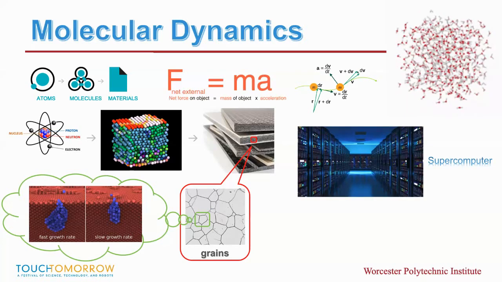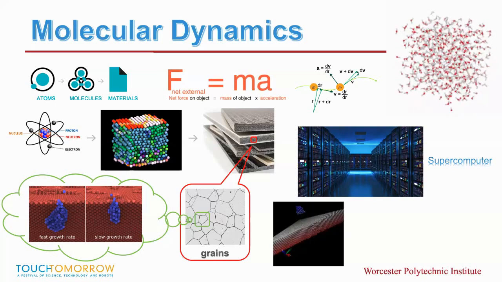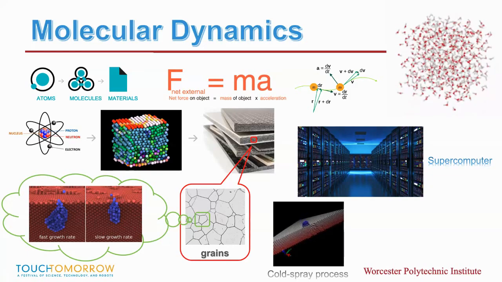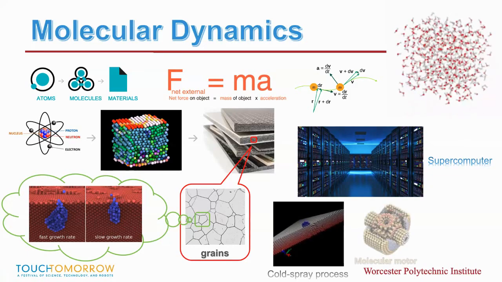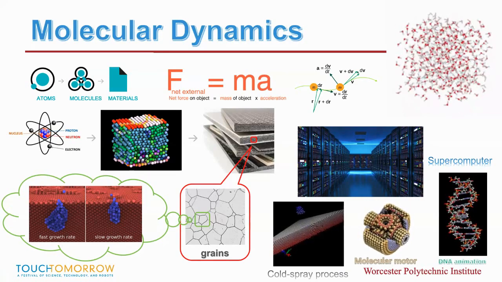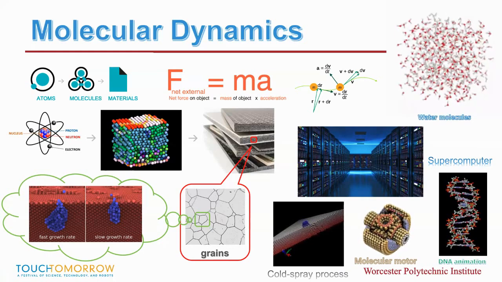Fortunately, we have supercomputers now. All calculations can be done by computers. For example, this is a simulation of the movement of a nanoparticle in the cold spray process, and this is a molecular motor and the DNA animation in your body cells, and on the top right are the water molecules.